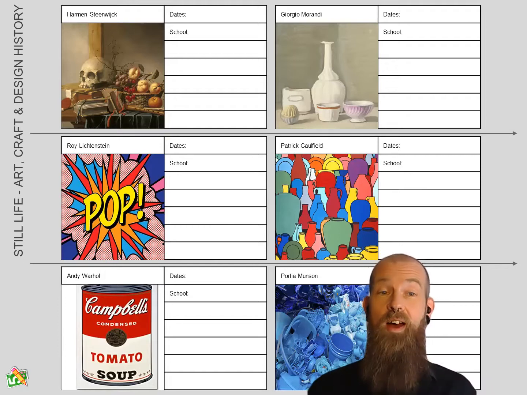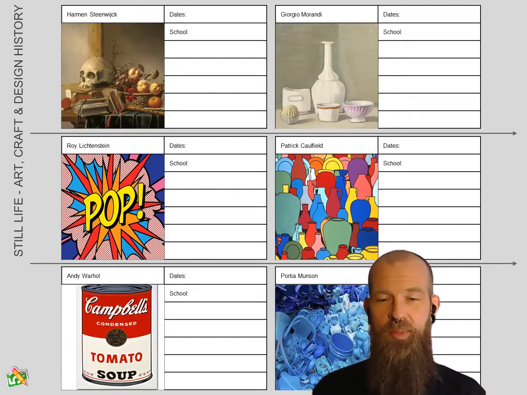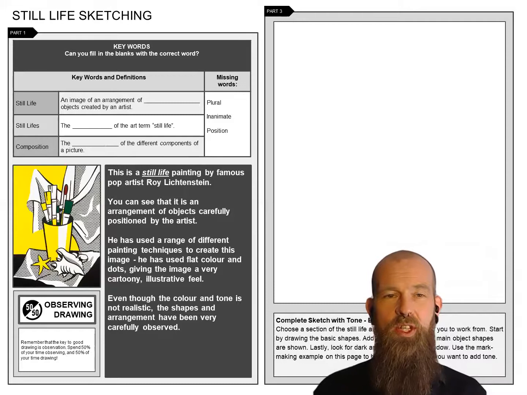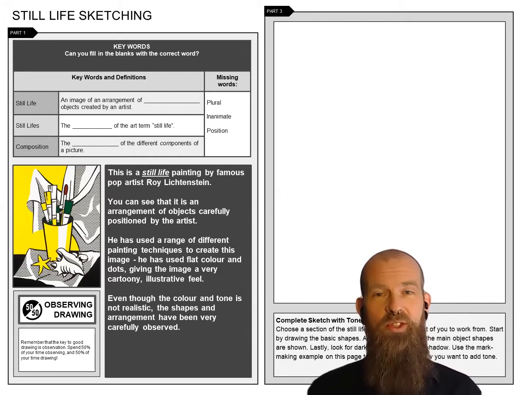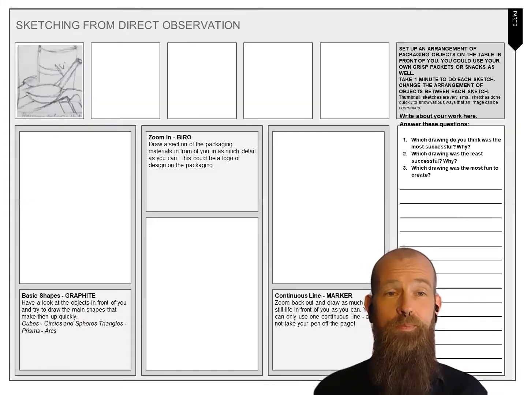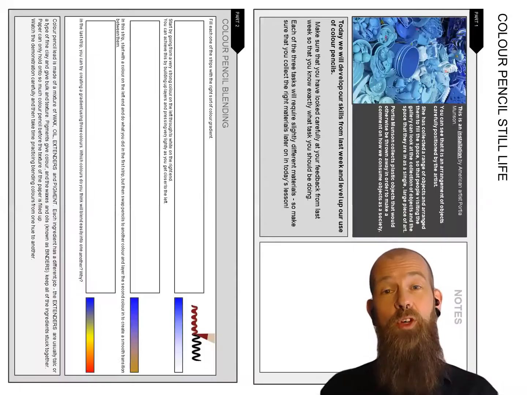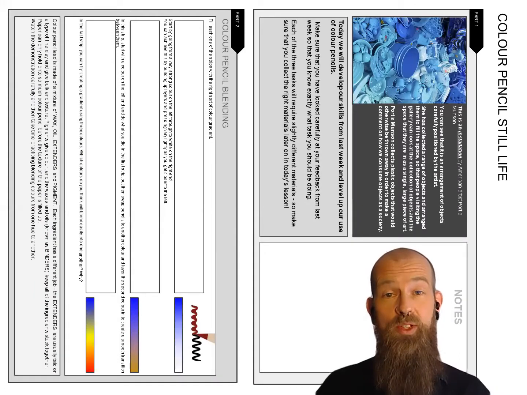Of course, we've got our art, craft and design history page that we looked at early on in today's video. And then we've got some pages to do with sketching. Sketching from direct observation is something that students can happily do at home. And we've also got some work to do with color pencil work.